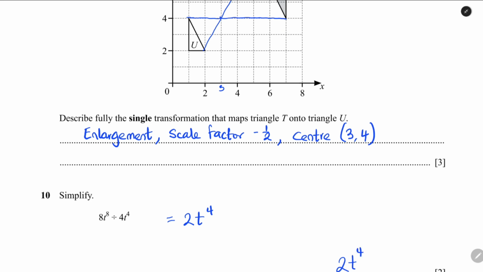You need to deal with the coefficients first and then the variables. And since the variables are actually the same, we apply our law of indices. I hope you understand this.